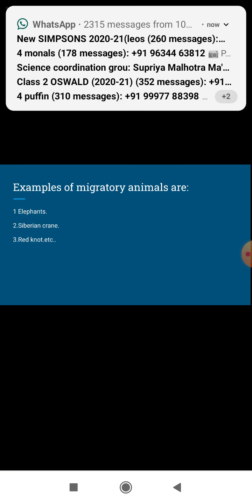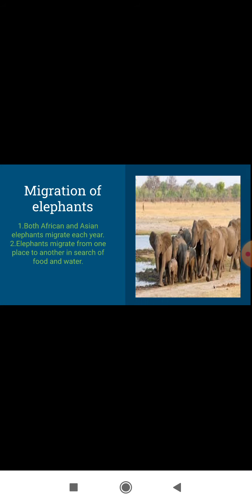Now, here are some examples of migratory animals: elephants, Siberian crane, red knot, etc. Migration of elephants. Both African and Asian elephants migrate each year. Elephants migrate from one place to another in search of food and water.